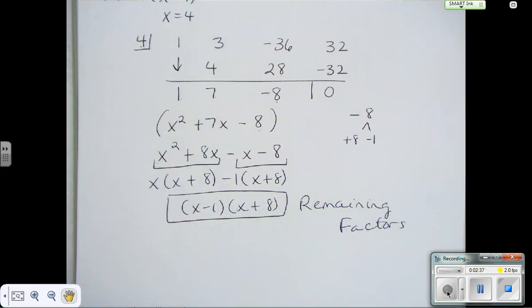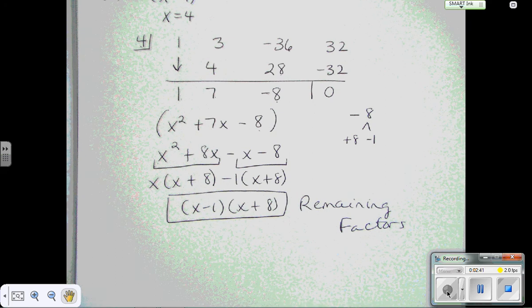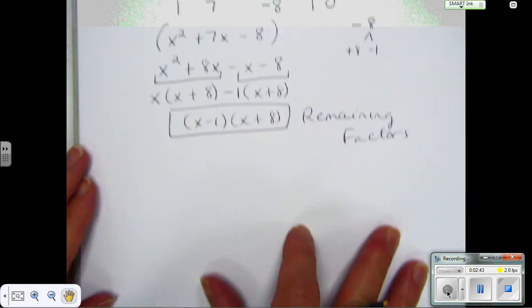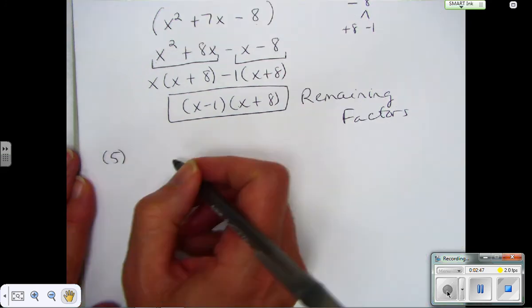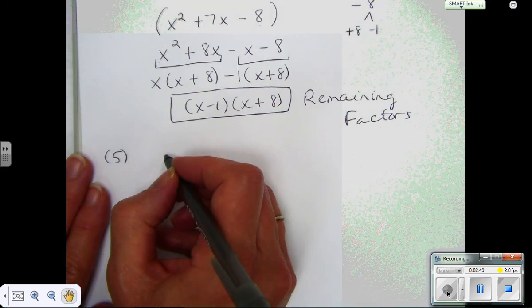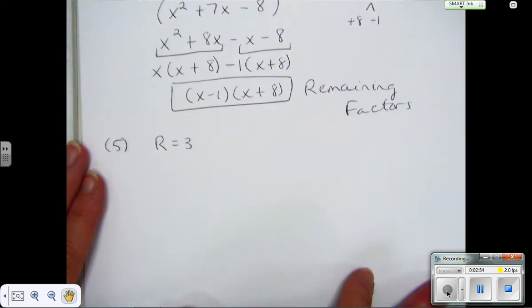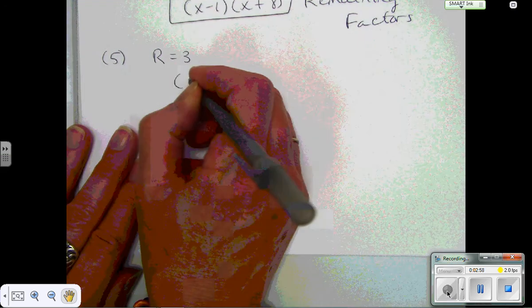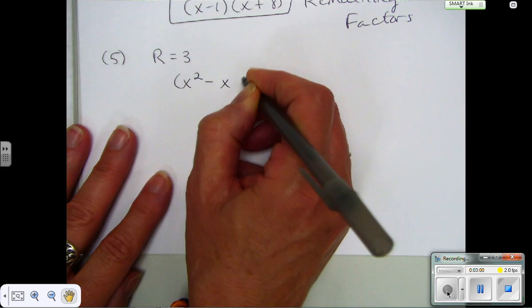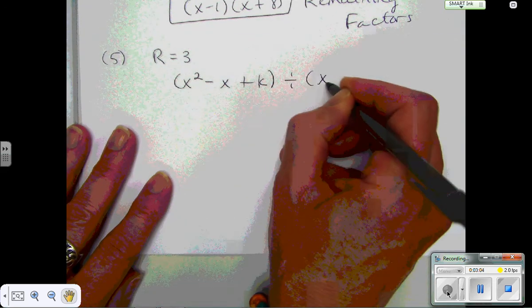Okay, so looking at number 5, find the value of k so that the remainder is 3. Number 5. So I want to find the value for k so that the remainder is 3. So r is going to equal 3, the remainder. I'm going to scoot this up just a little bit more. Okay, and it gives me x squared minus x plus k, and it's divided by x minus 1.